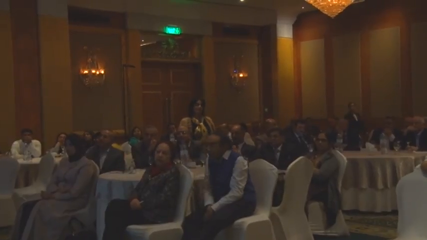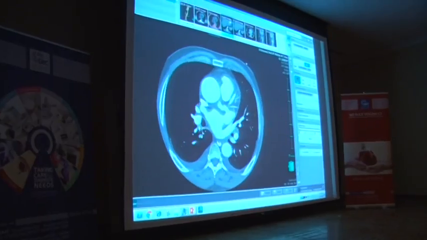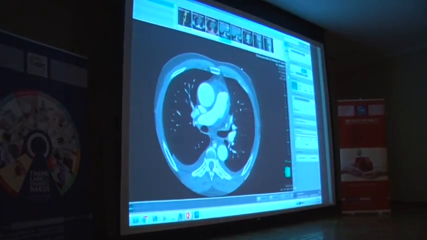You can see the aorta here. Okay, I want a more specific answer. Yes. Or Stanford. Okay. So here is the problem. You see here the dissection.